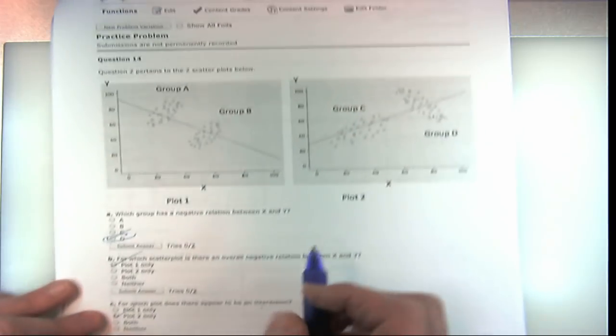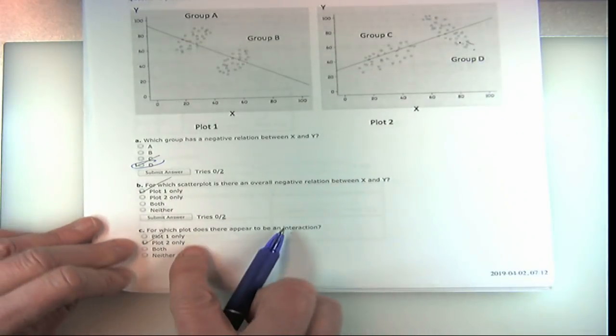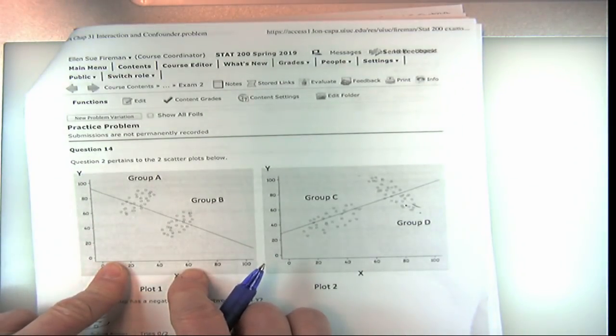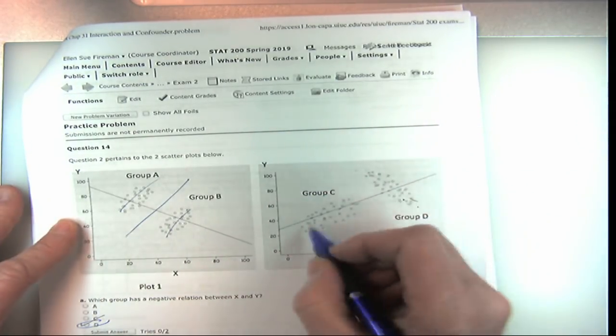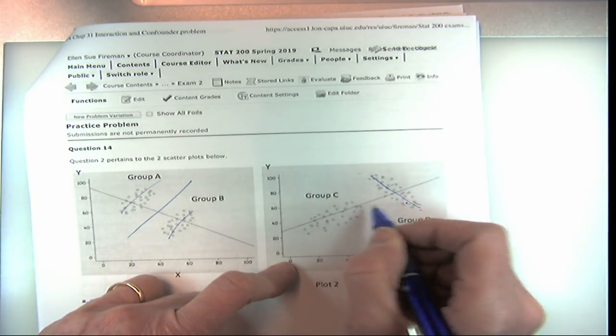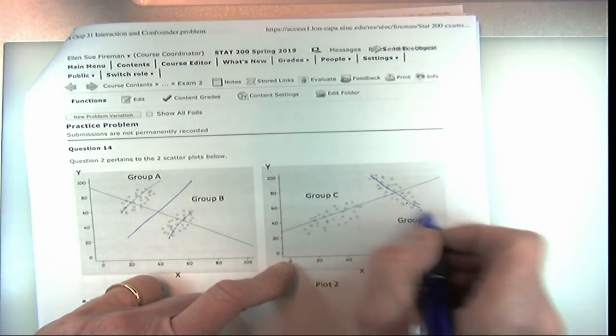Where is there an interaction? That's different group slopes. No interaction here. Here's an interaction. Plot 2 only. And the last question says, for which plot does there appear to be confounding? So remember, you have to have different x averages, that one does, and a different overall slope than the group average. Here's their overall, and this would be the average of the 2 groups.